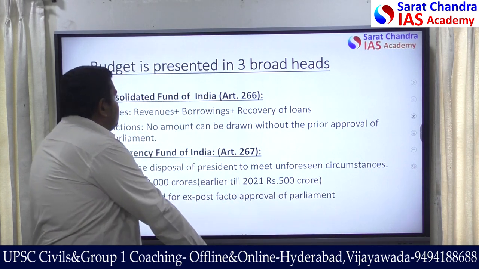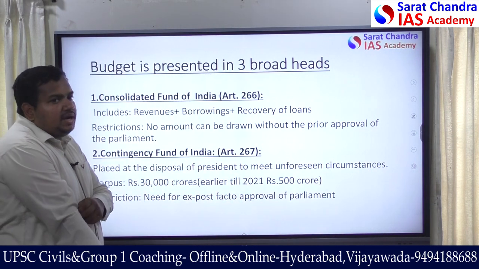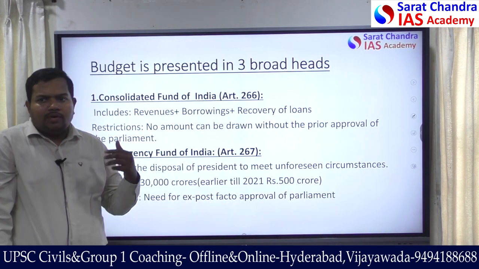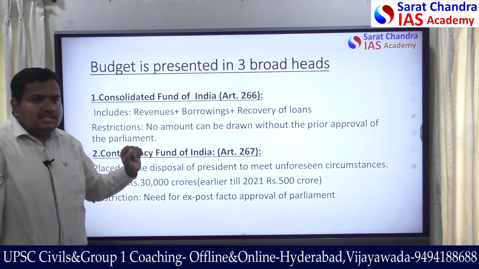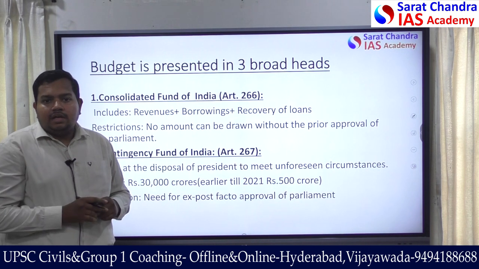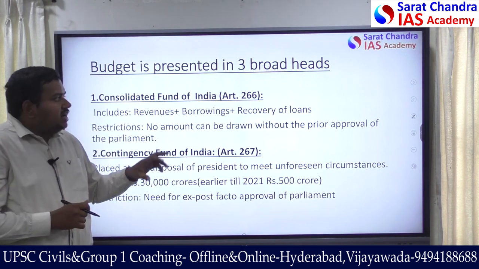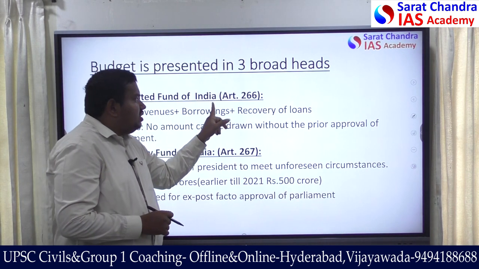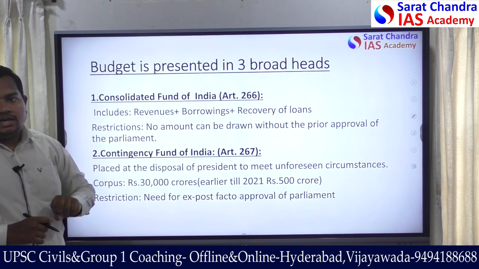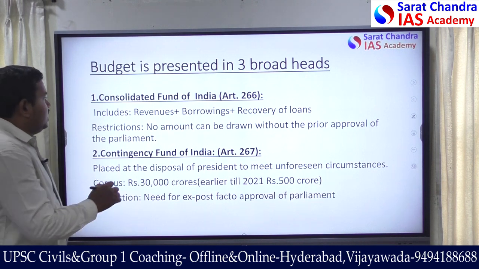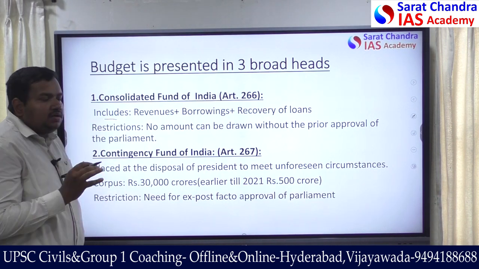Next, the budget is presented in three broad heads. You might have heard in polity about the Consolidated Fund of India, Contingency Fund of India. What is the third one? Public Account of India. So what is the article related to the Consolidated Fund of India? Article 266. And what is there in the Consolidated Fund of India? First we need to know. So what does it include?